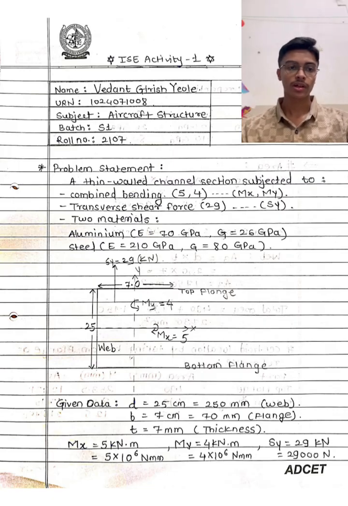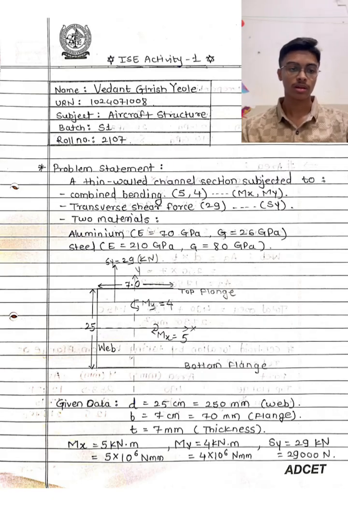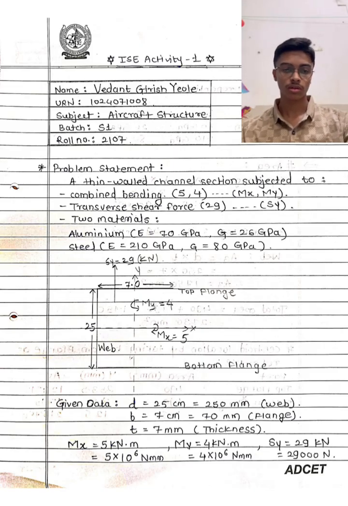So this is the diagram of the section we have been given to solve. In this there is a top flange, a web, and a bottom flange also. The given data shows that the depth of the web is 25 centimeter, that is 250 millimeter. The breadth of the flange is 7 centimeter, that is 70 millimeter. The thickness t is equal to 7 millimeter.